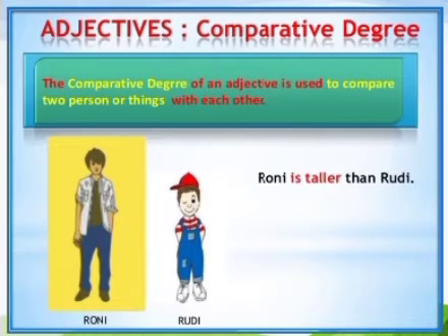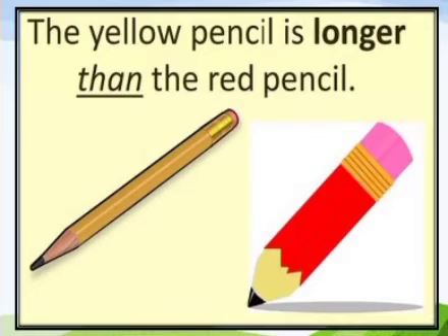I hope this must be clear to you all. Now, let's look at this example. The yellow pencil is longer than the red pencil. There I was talking about the height, and here I am talking about the length of both the things. You have to compare them on the same basis.